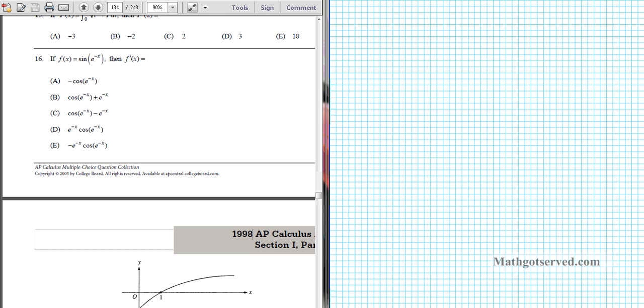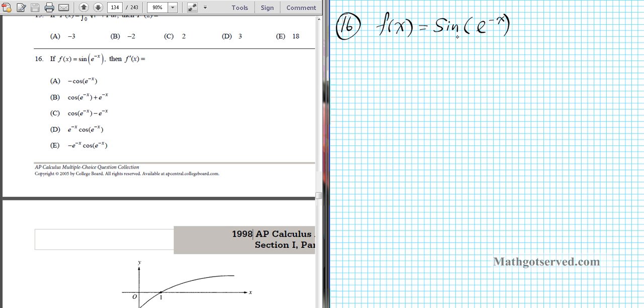All right, so let's take a look at question number 16. In question 16, we're asked to find f prime of x when f of x is sine of e to the negative x. This is a test on your understanding of the chain rule and composition of functions.